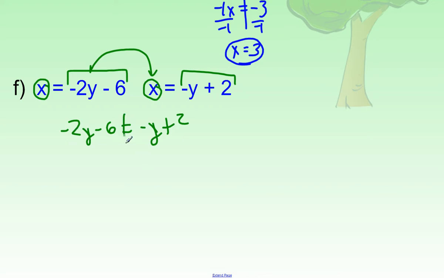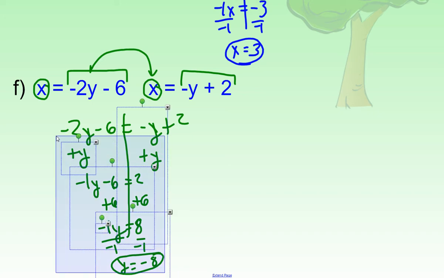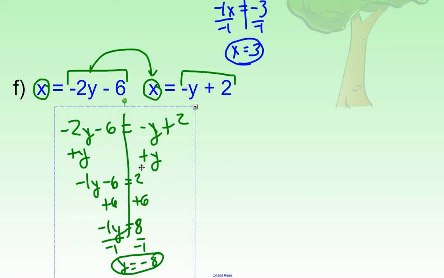There's no distributive property, no combining like terms. Add y gives me negative 1y, minus 6 equals 2. Add 6 to both sides, negative 1y equals not 4, Mr. Henry, 8. Divide by negative 1, and y equals negative 8. Alright, so I've found the y value is negative 8.